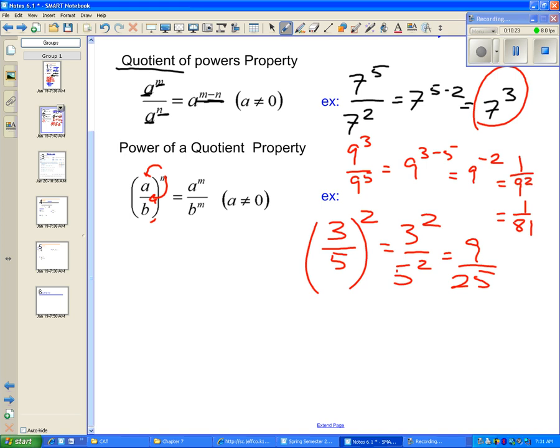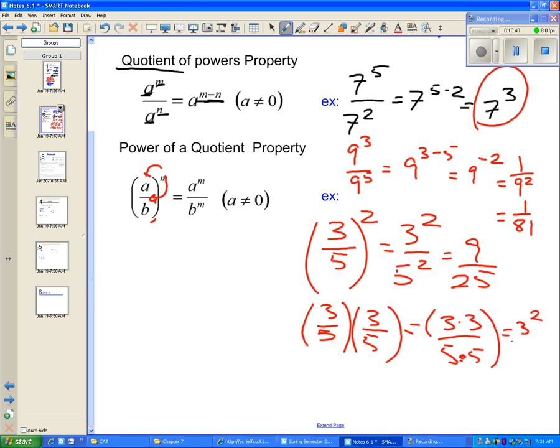And why does that work again? Well, 3/5 squared, remember that's 3/5 times 3/5. If I reorganize this, this is 3 times 3 over 5 times 5. So that's 3 squared over 5 squared. That's the reason why it works. But all I really need to do when I do this problem is to distribute that power in. So I get 3 squared over 5 squared.